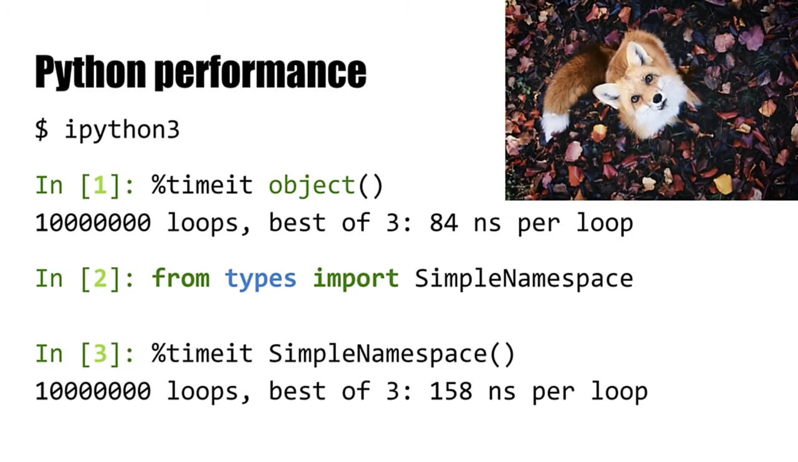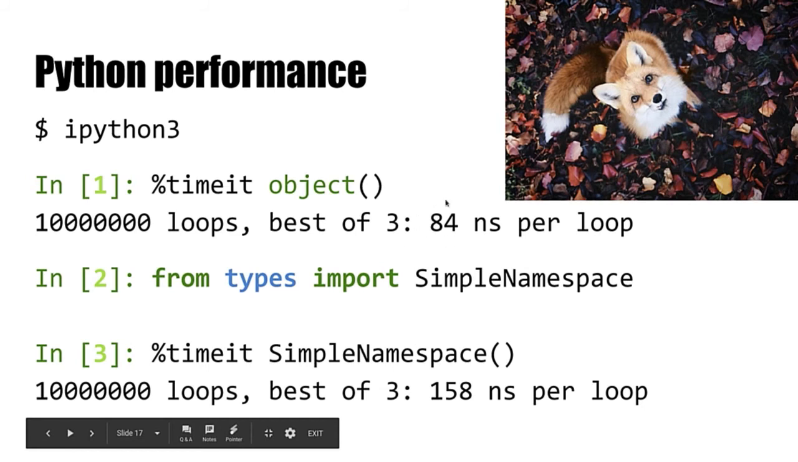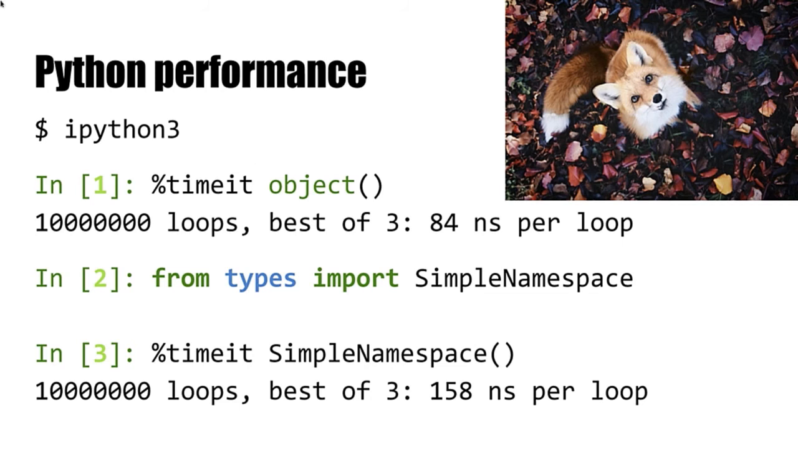Now, let's get to how Python performs, because this informs us what's possible in Python to begin with. What I have here is just timing creation of an empty object. And you see it takes 84 nanoseconds. And the object class is not that interesting because it's slotted and doesn't do anything. If I import SimpleNamespace, which is just a subclass of object with no specifics, that takes twice the time. So that's 116 nanoseconds per loop.